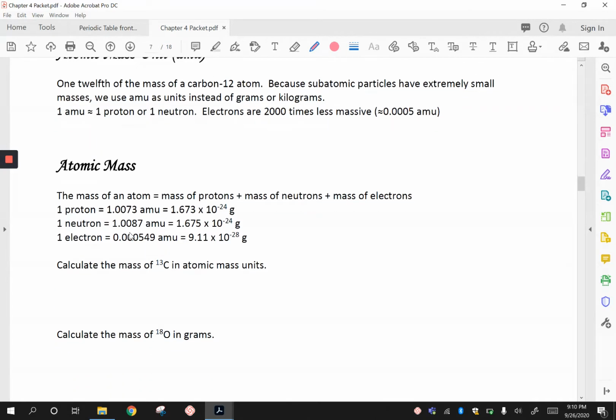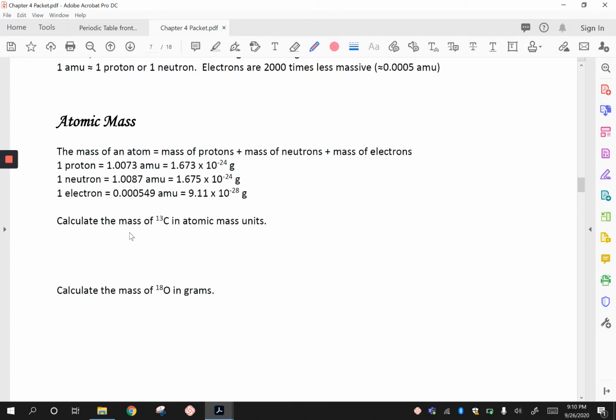So when we look at the atomic mass of an atom, the mass of an atom is made up mostly of protons and neutrons, but also, we take into account the mass of the electrons as well. And so if we want to calculate the mass of an atom, we count up how many protons, neutrons, and electrons there are, and add all their masses up. So if we want to calculate the mass of a carbon-13 atom in AMUs, here's what we do. We say in a carbon-13 atom, we have 6 protons, 6 electrons, and 7 neutrons. We're doing AMUs in this one, not grams.